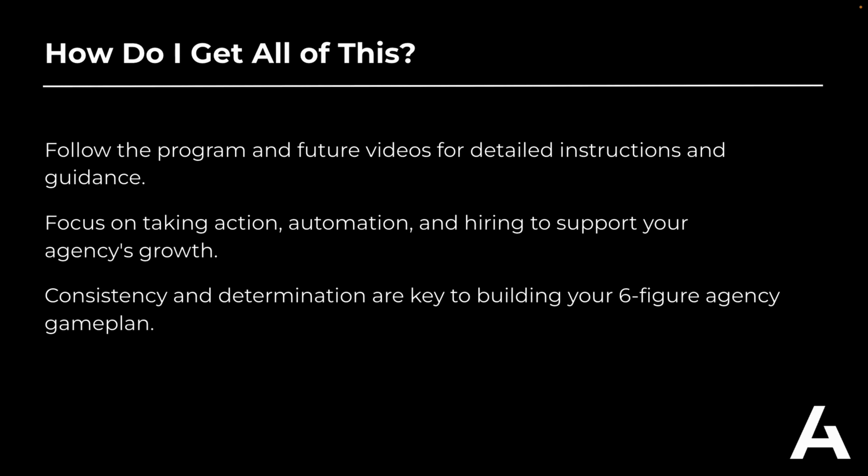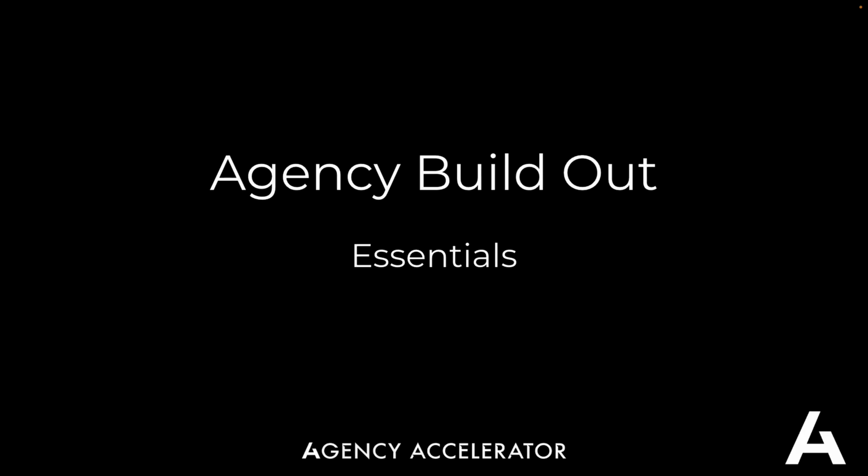How do I get all of this? What I want you to do now is follow the program and future videos for detailed instructions and guidance. Focus on taking action, automation, and hiring to support your agency's growth. Consistency and determination are key to building your six-figure agency plan. We're going to get into absolutely everything in the coming lessons and modules, but focus on taking action, automation, and hiring to support your agency's growth. So, agency build out essentials.